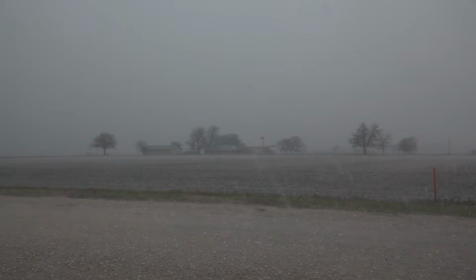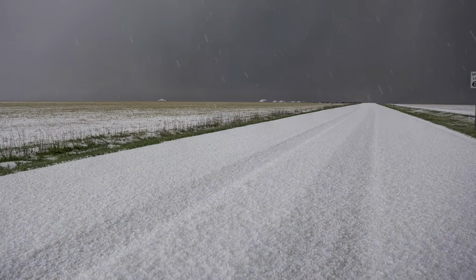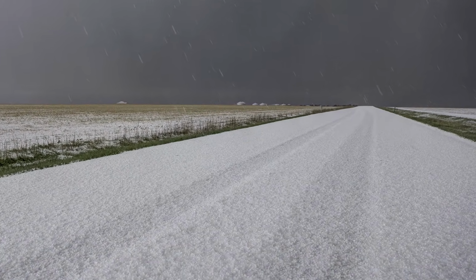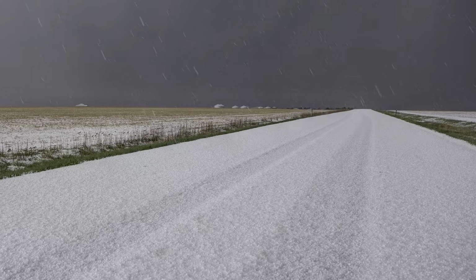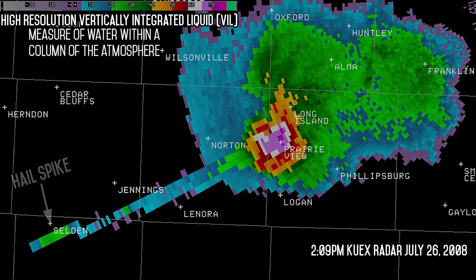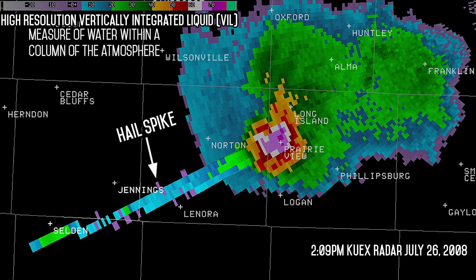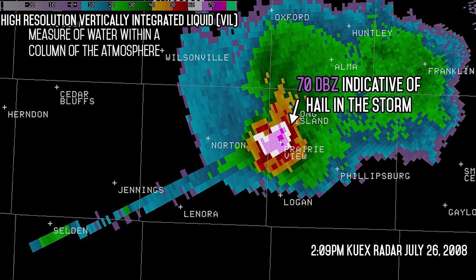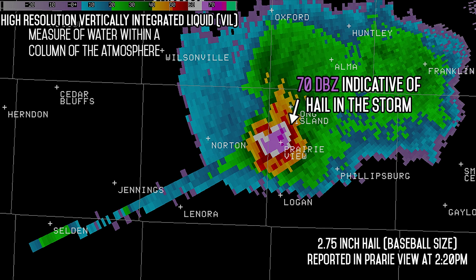Sometimes so much hail can fall, the locations resemble a scene from winter. Very large hail can easily be seen on radar and is characterized by a hail spike. This storm showed vertically integrated liquid measuring at 70 decibels relative to Z. Baseball-sized hail was reported from this storm shortly after this radar reading.